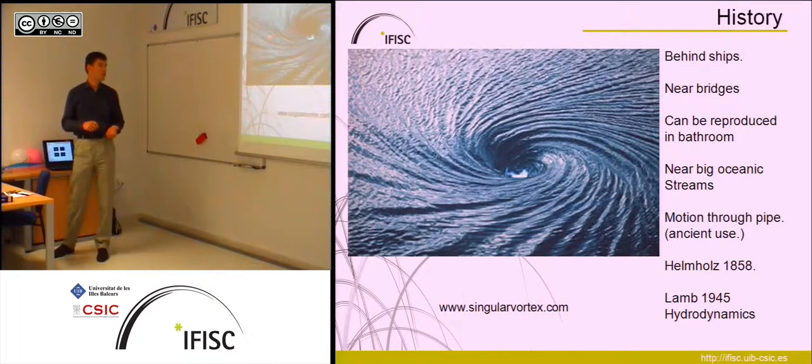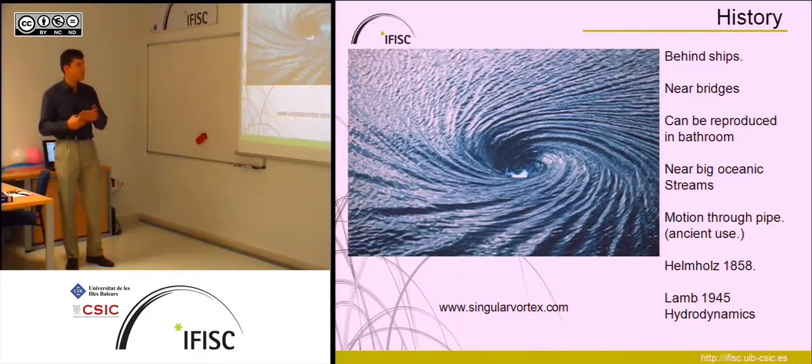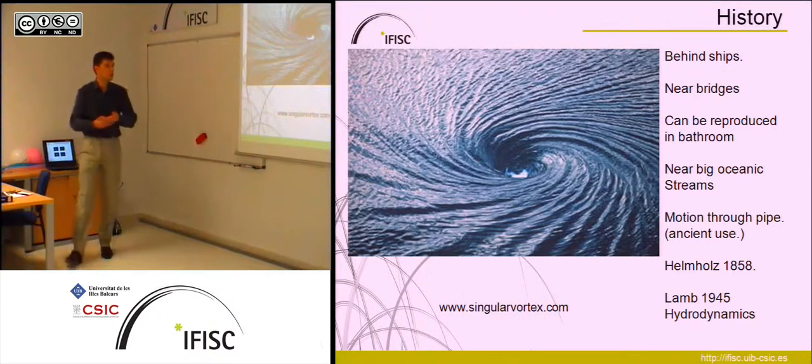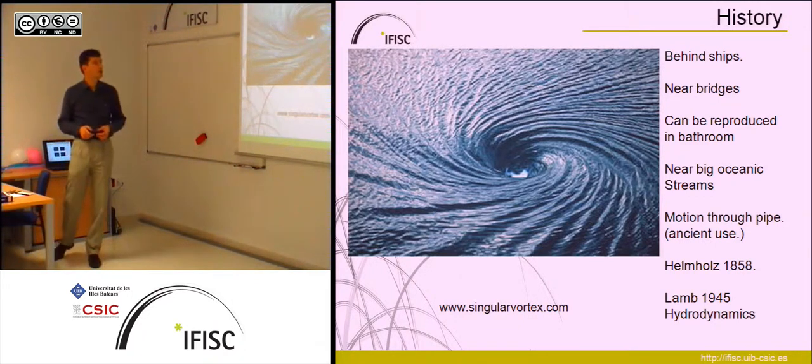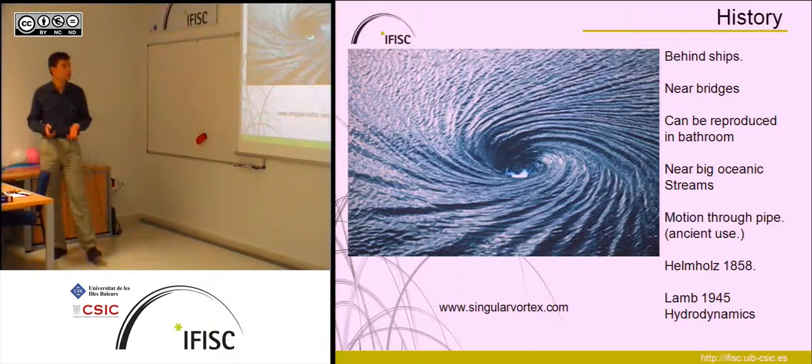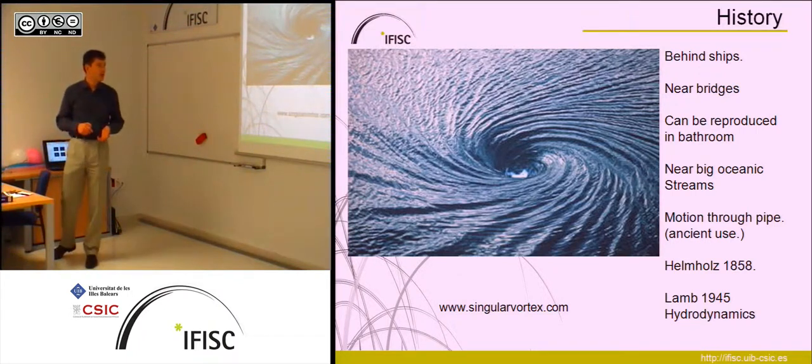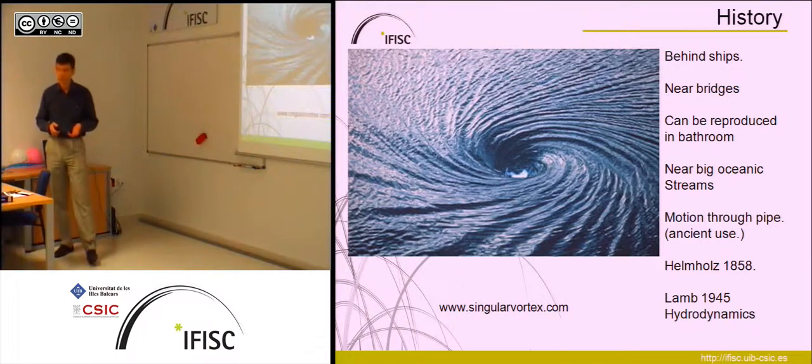Apparently, such big whirlpools can be formed by big oceanic streams, which go like this. Okay, such whirlpools can be formed also behind ships, near bridges. They can be reproduced in a bathroom, and also at motion through pipes.